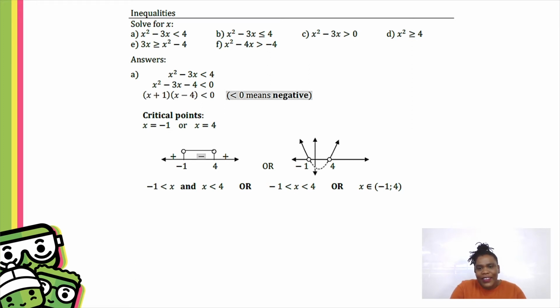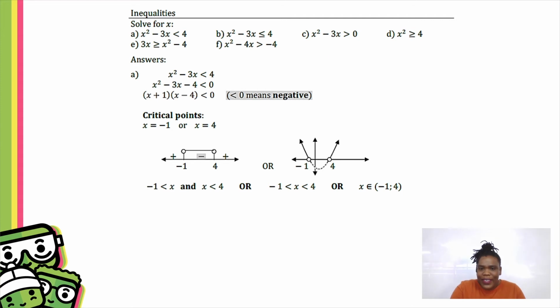And as you can see, this part is combined in a way. It's part of the graph, and it's not two separate entities or two separate sections of the graph. It's one section. You're starting at -1 and you're going all the way to +4. So that whole thing is your solution.